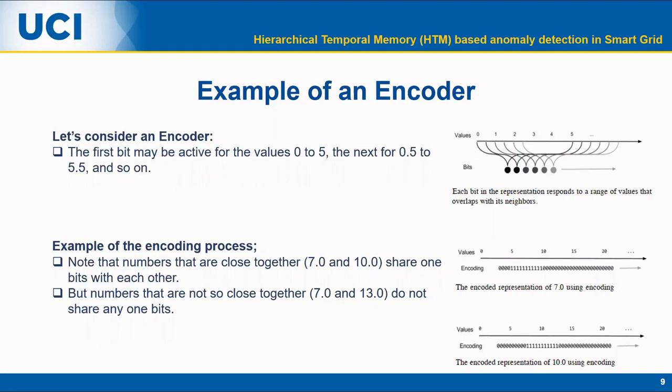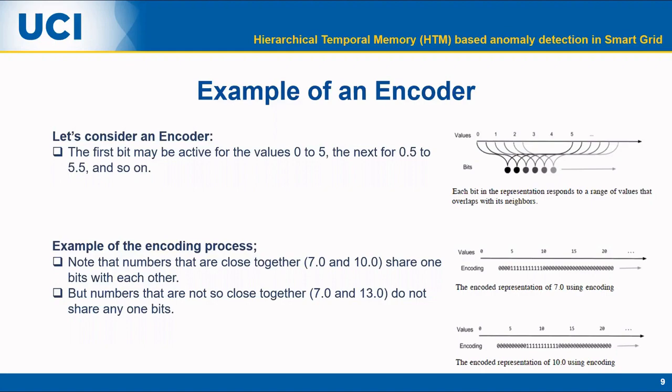Let's consider two numbers, 7 and 10. We want to encode 7 and 10 by using this encoder. After the encoding process, the encoded representations of 7 and 10 are shown on the right side of this slide.